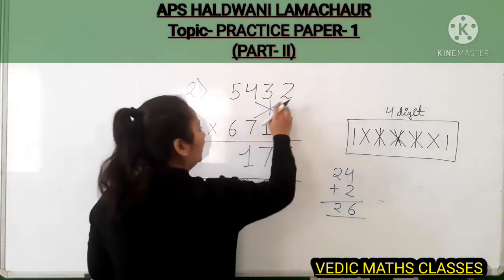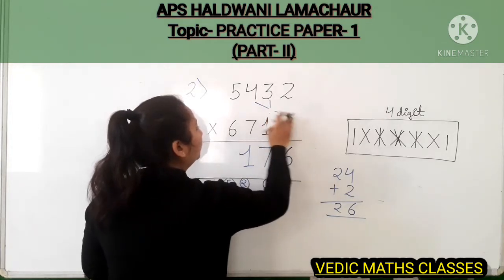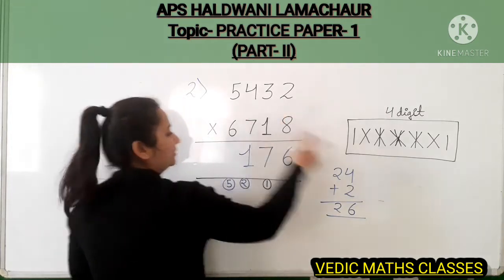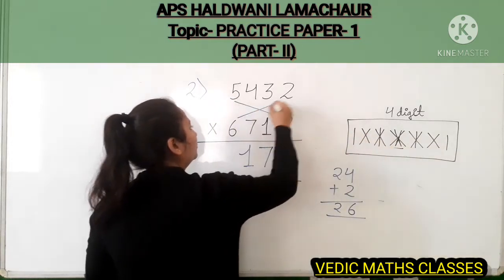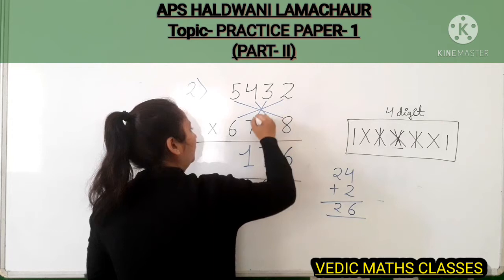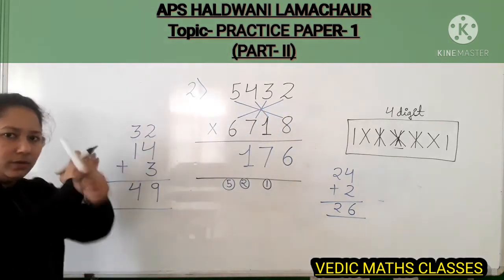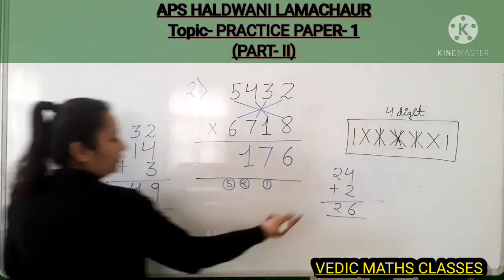Now after 3 digit, what you have to do? 4, yes, see 4. 1, 2, 3, 4. We have to cross all. Cross and small cross. Now add.